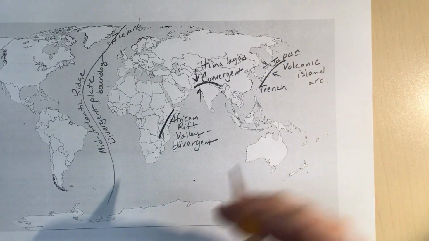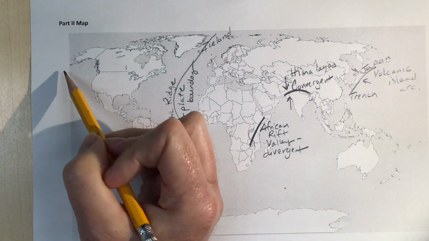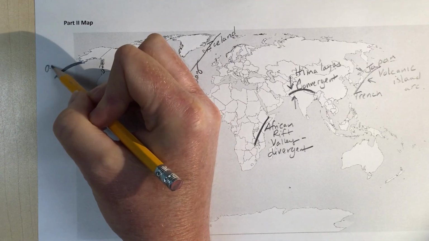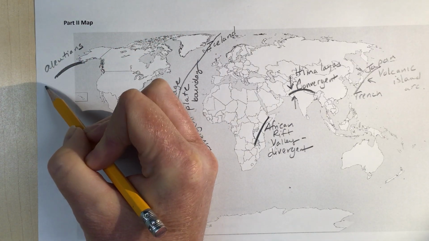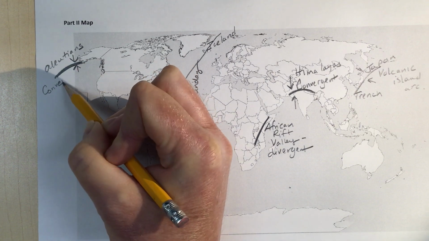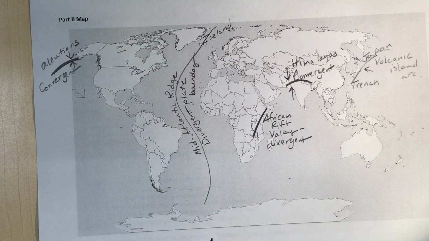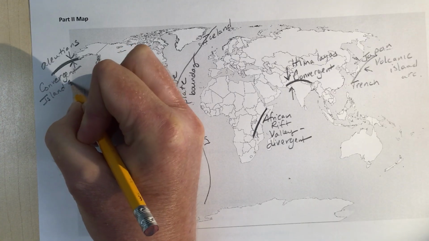It's also in the Aleutian Islands. The same process, the famous places are up here. So this is the Aleutian Islands. And it's also convergent, so the plates are going like this, and that's a convergent plate boundary and a volcanic island arc.